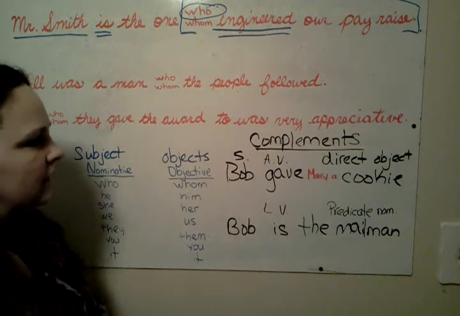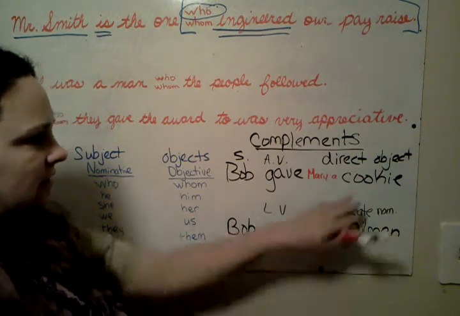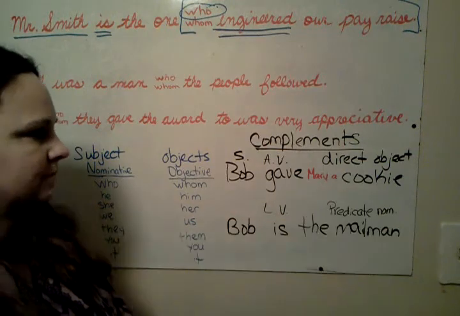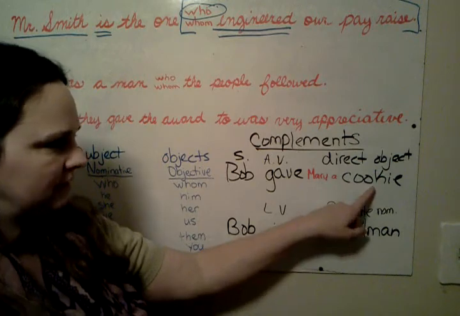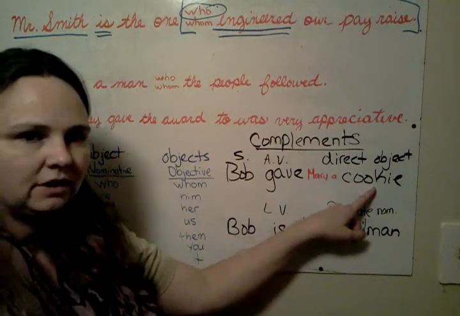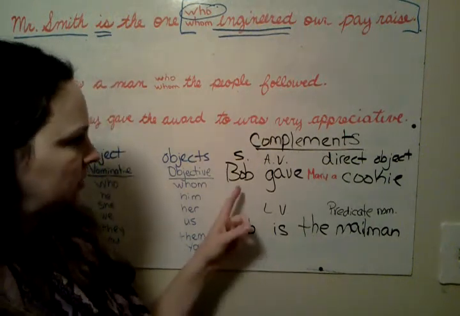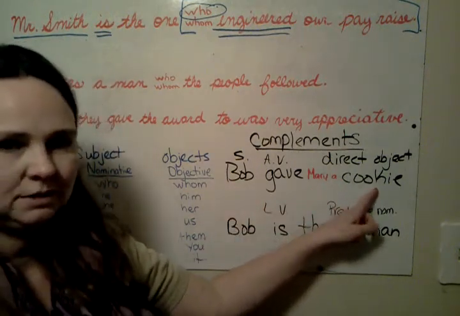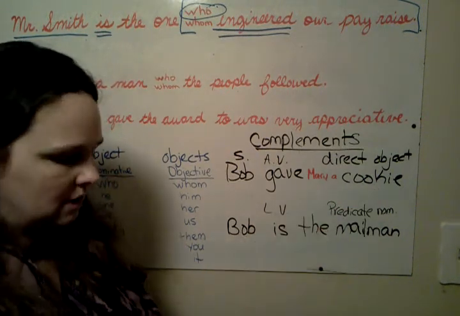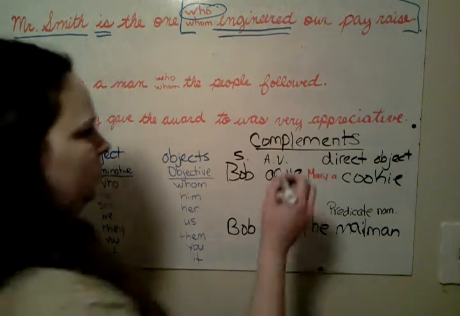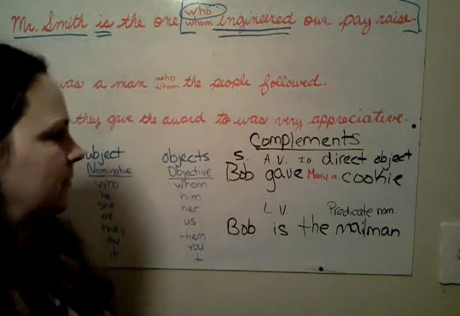Okay. So, subject, action verb, direct object. If we have a direct object, like cookie, a direct object follows an action verb. If we get to the direct object, and then we ask ourselves, to whom or to what, we have an indirect object. So if I said Bob gave cookie, and then I asked myself, gave cookie to whom? Gave cookie to Mary, I would have an indirect object, and I'm going to abbreviate it I-O because I've taken up all kinds of space that I didn't have.